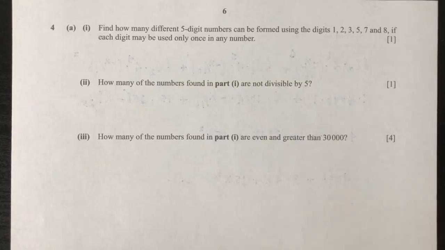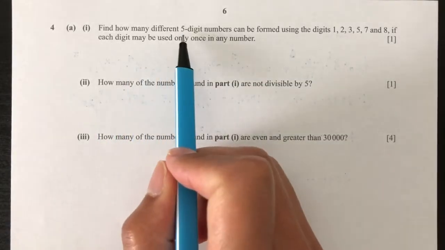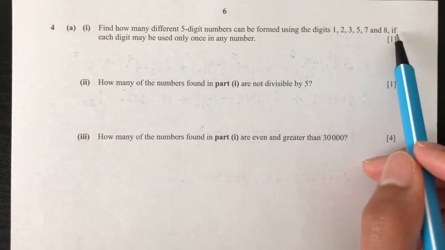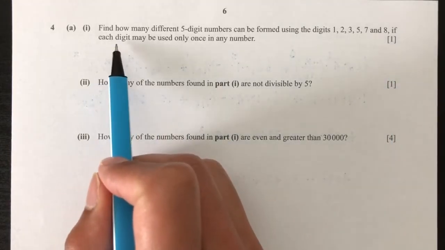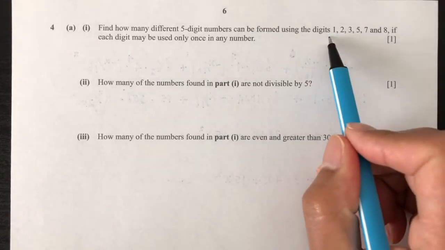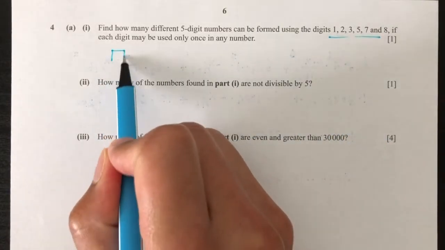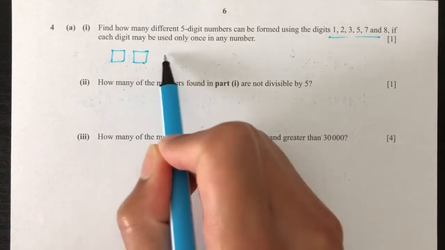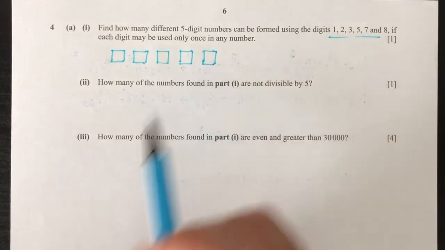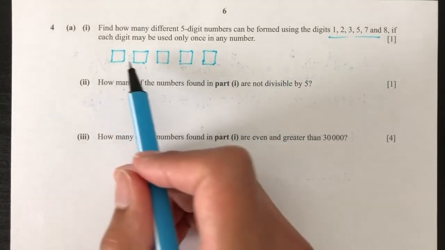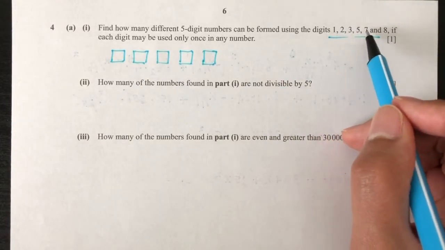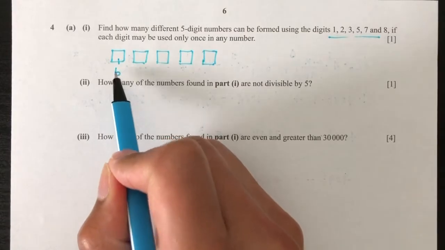Now question number 4, part A. Find how many different 5-digit numbers can be formed using the numbers. We have 6 numbers here. The condition is each digit may be used only once in any number. So pretty easy. We have 6 numbers here, and we have to form a 5-digit number. So we draw 5 boxes, 1, 2, 3, 4, and 5. So what numbers can we choose here? Here we can choose any number. So we have 6 options.